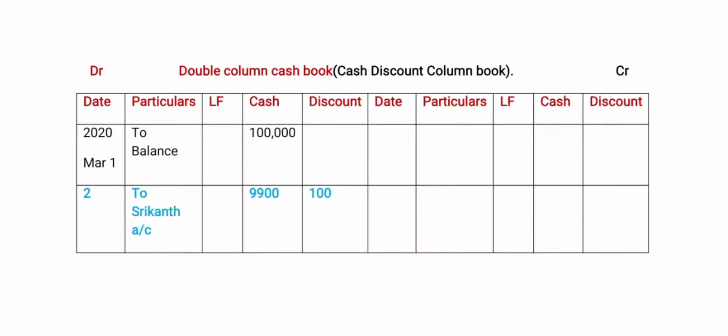Coming to the debit side date column of the cash book, it is second date, to Srikanth account 9,900 rupees is written as cash account. Now we are coming to the discount column, the remaining 100 rupees is posted. Now we are going to another transaction.